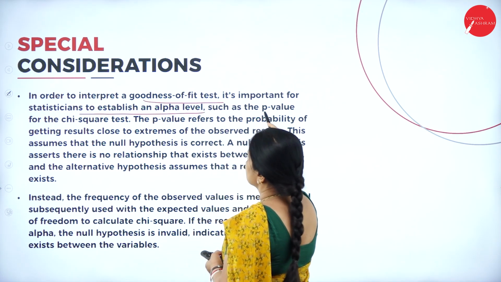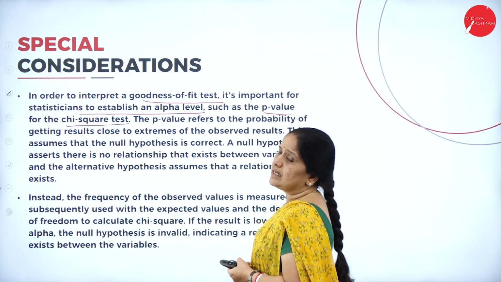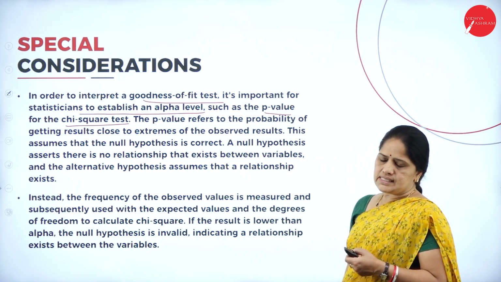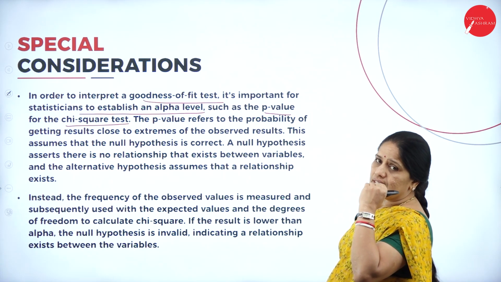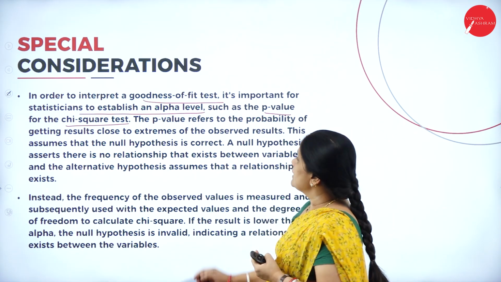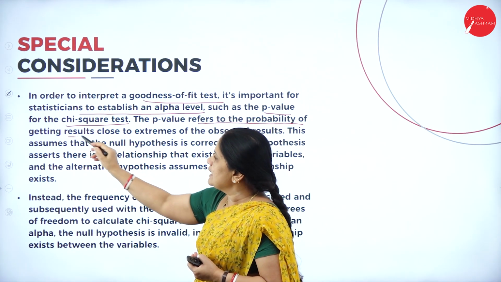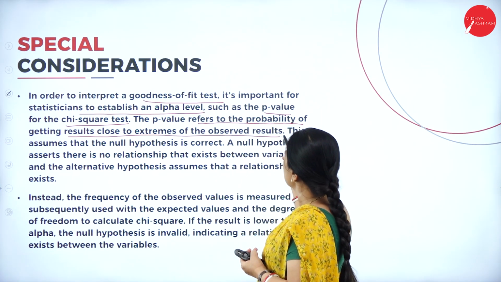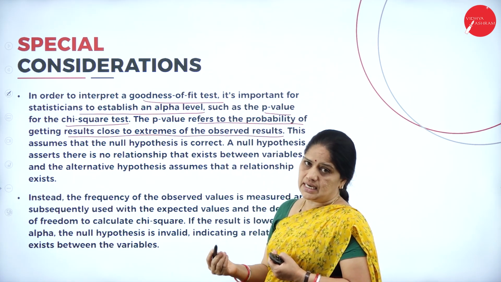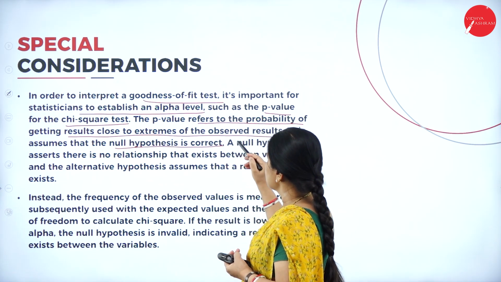alpha level, such as the p-value for the chi-square test. They have to establish an alpha level or the p-value for the chi-square test, that is setting the standards. The p-value refers to the probability of getting results close to the extremes of the observed results. So, this assumes that the null hypothesis is correct.